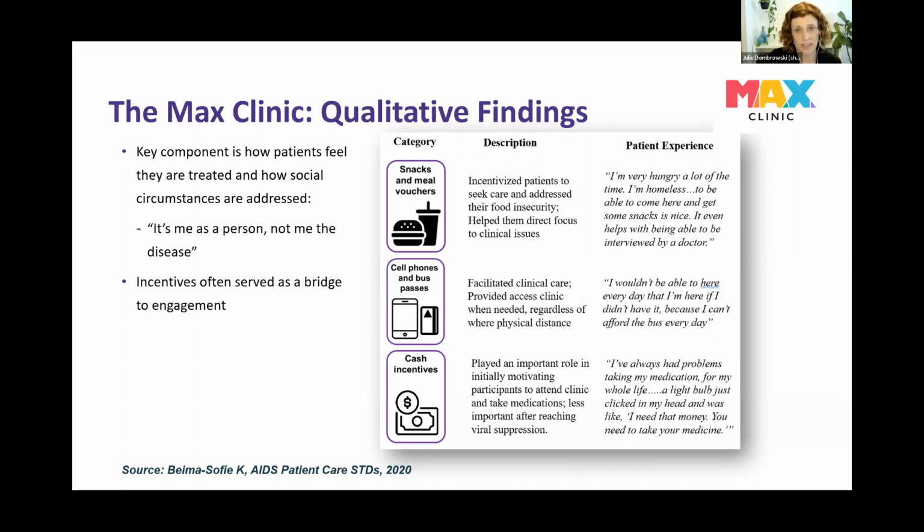And as for incentives, there was heterogeneity, with some patients seeing them as being very important, others not as much. I would say bus passes are very important to patients, and cash incentives were often seen as more of a bridge, an important thing that got people in that wasn't necessarily as important over time. But as shown in the quote that's here, I won't read, for some people, that was really the crucial thing that got them to viral suppression for the first time in their lives or in a long time.